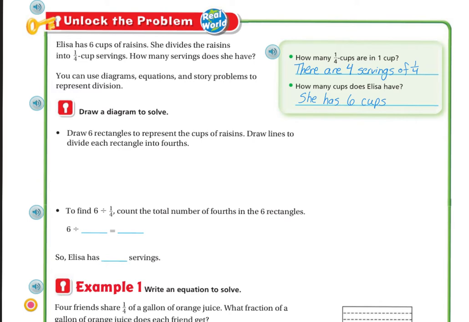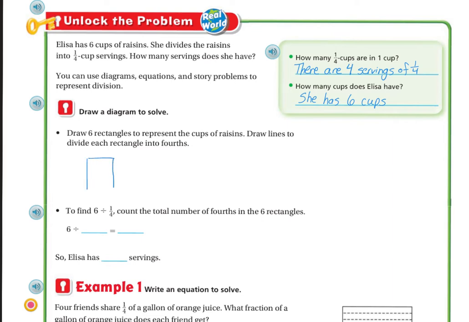Okay, let's use this information. We can use diagrams, equations, and story problems to represent division. So, for example, my famous saying, when in doubt, draw it out. If she has 6 cups of raisins and she divides them into 1/4 cup servings, how many servings does she have? So she has 6 cups that she's dividing into 1/4. All right, so that means that we are going to draw 6 rectangles to represent the cups of raisins.